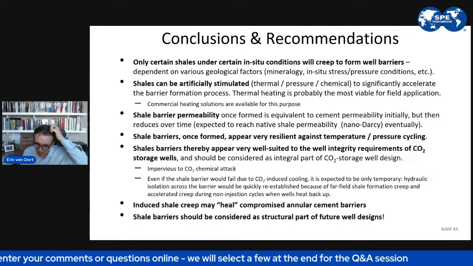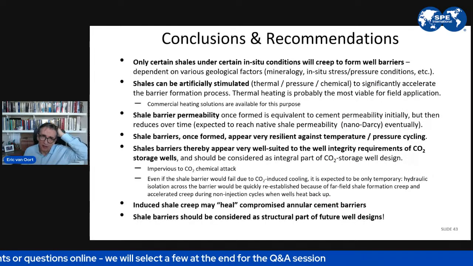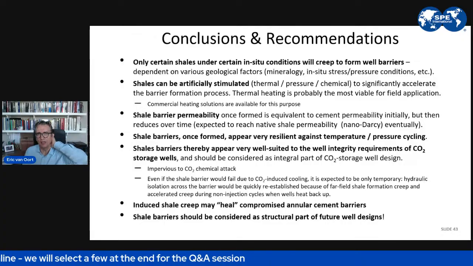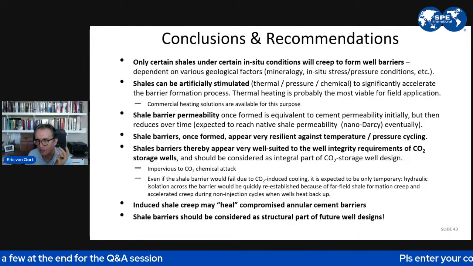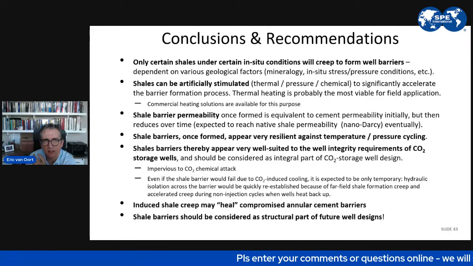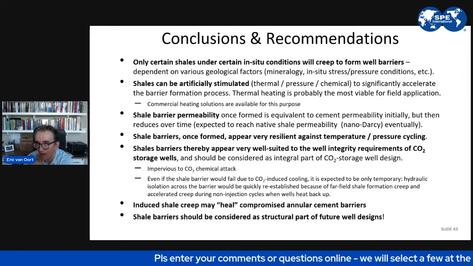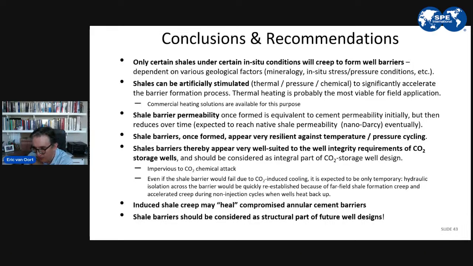But this brings me to my conclusions and recommendations. I hope that I've shown you that only certain shales under certain in situ conditions will creep to form barriers. And this is dependent on various geological factors. Mineralogy is very important. In situ stress and pressure conditions, rock mechanics parameters, right? Strength or lack thereof is extremely important.